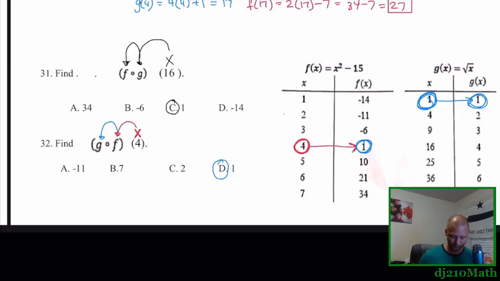So D is 1. All right, I know it's kind of lengthy, but hopefully this helps someone.